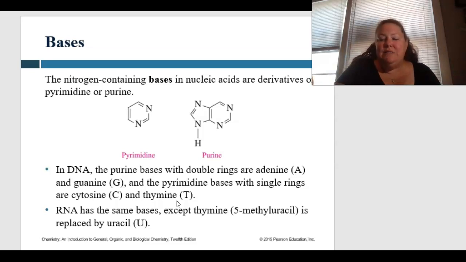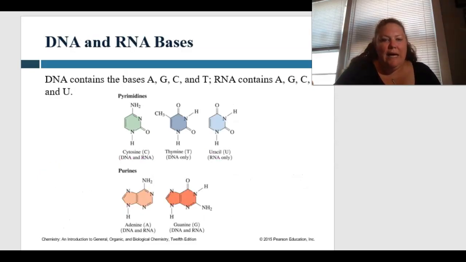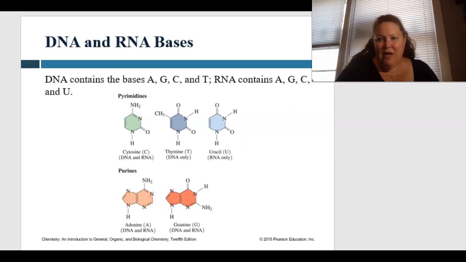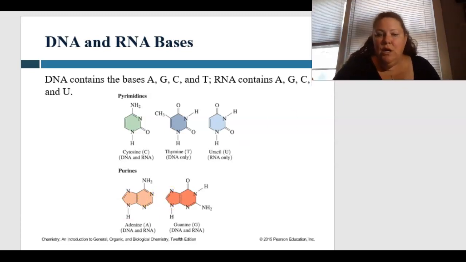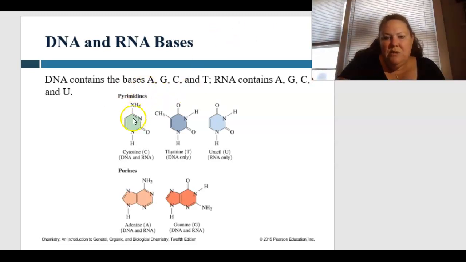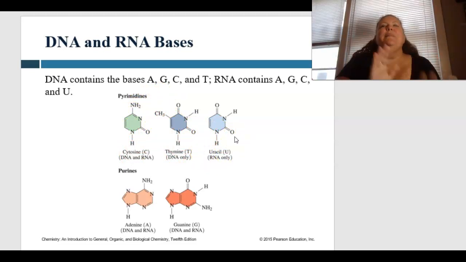And again, RNA is going to have the same bases, except thymine is replaced by uracil. So DNA contains bases A, G, C, and T, where RNA, that little bit of a diva, has A, G, C, and U. So again, the pyrimidines are cytosine, thymine, and uracil, where uracil is in RNA only, the RNA diva, right? And adenine and guanine are purines, and these are in both DNA and RNA.